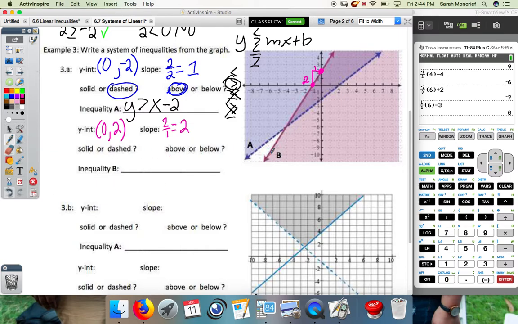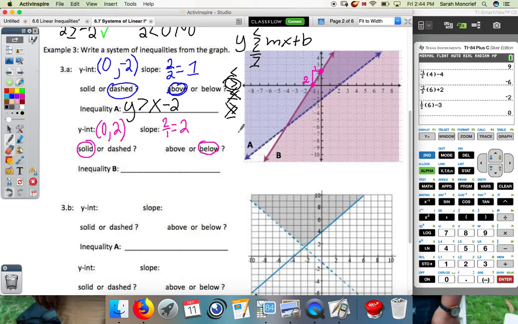The next thing I want to know is, is my line solid or dashed? It's solid. And now let's check the shading. Is it shaded above the pink line or below the pink line? Below. All right, so now let's fill everything in.